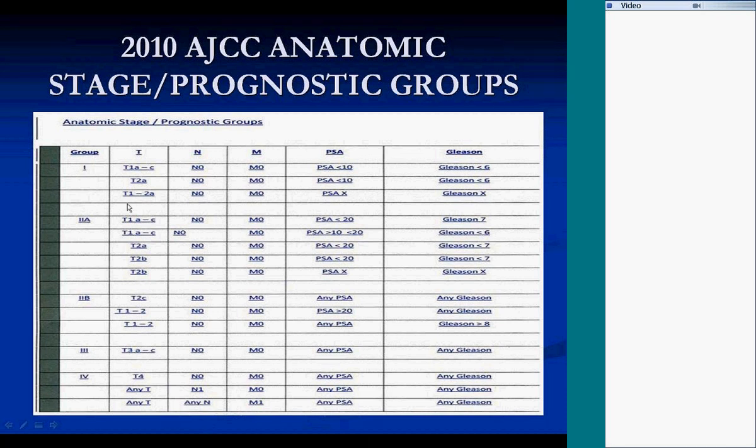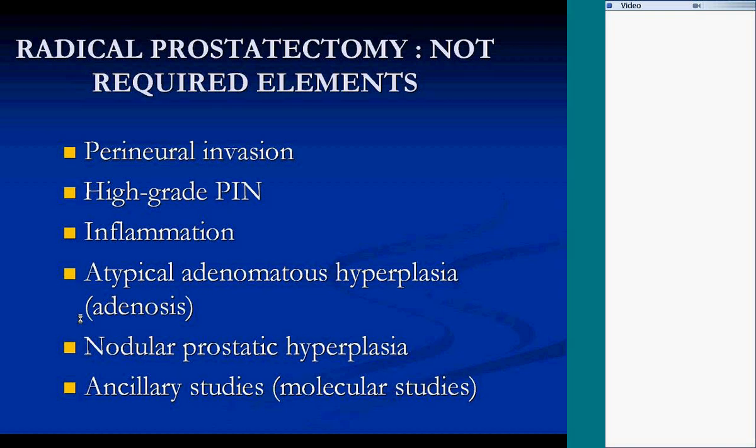So this is not something that we necessarily need to report, and we don't have that in the CAP protocol, but we need to provide the information that is the T and N data and M data when applicable, and the Gleason scoring so that our clinical colleagues can fill out this new grouping that is published in the AJCC TNM.